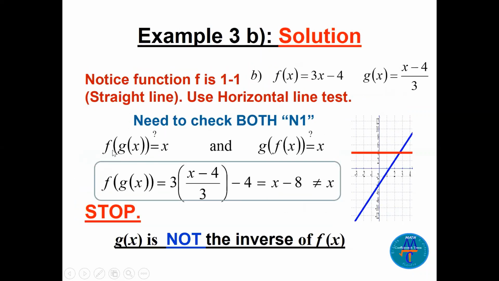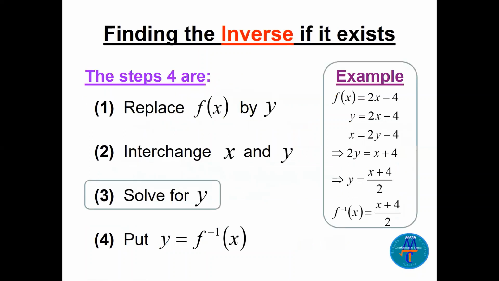Let's try. We start with f of g. So I take the whole function g, (x minus 4) over 3, and replace it in the function f. The 3 will be cancelled, leaving x minus 8, which is not equal to x. So we stop here, because there is no need to continue if one composition is not equal to x.